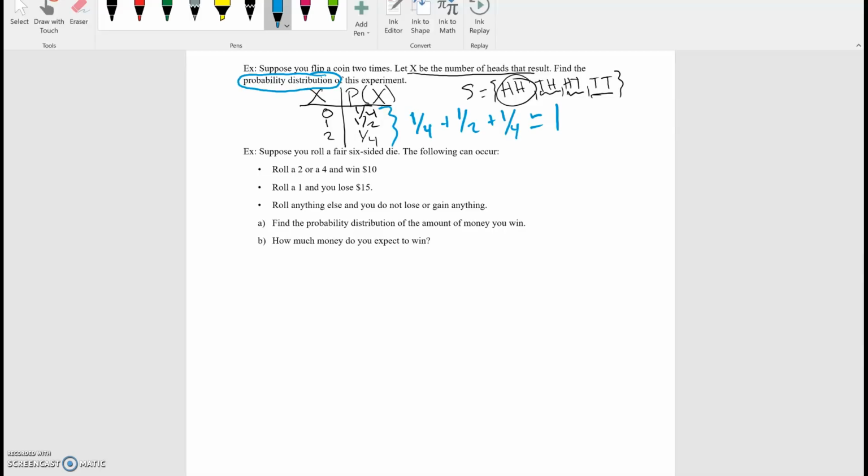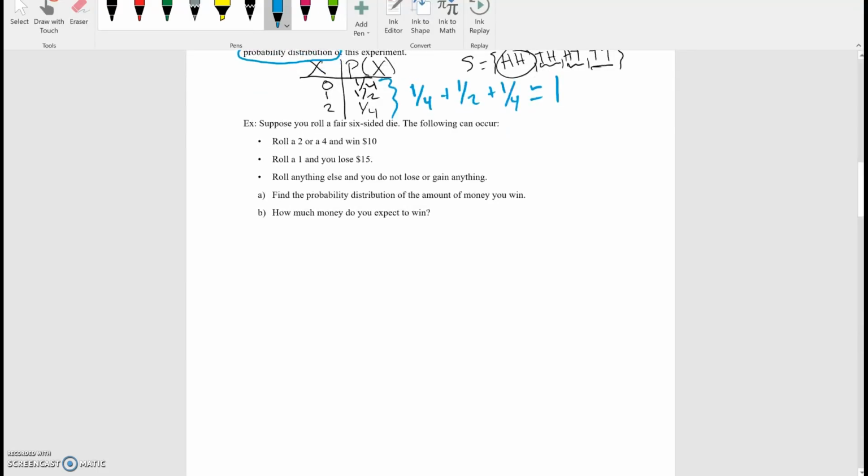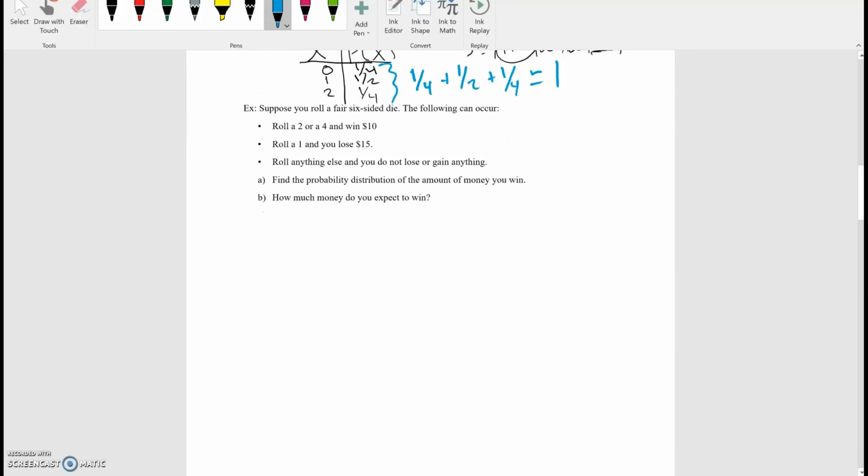Okay, so this brings us to the next question, which is a little bit more involved. Suppose you roll a fair 6-sided die and the following can occur. If I roll a 2 or a 4, I win $10. If I roll a 1, I lose $15. If I roll anything else, you don't lose anything or gain anything. So these are 3 different possibilities that can happen. I have a fair 6-sided die, something that looks like this.